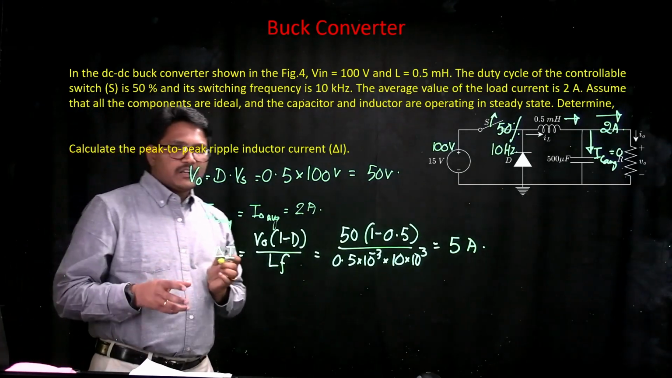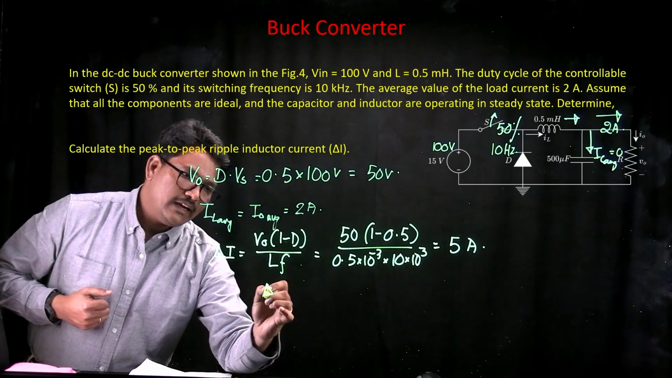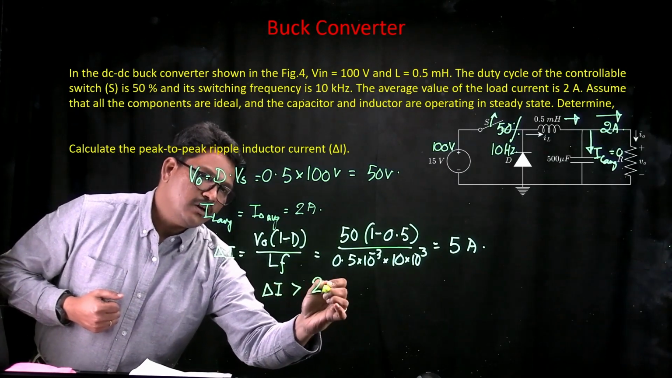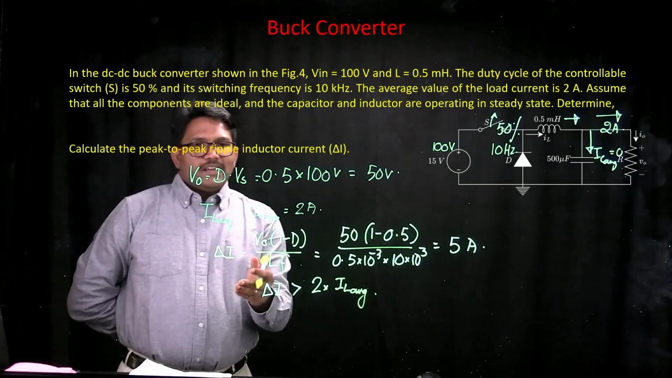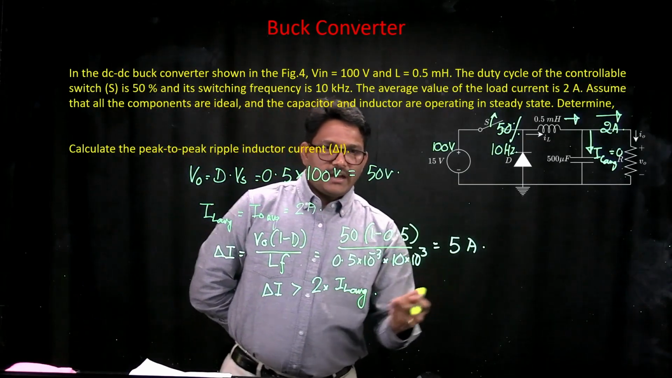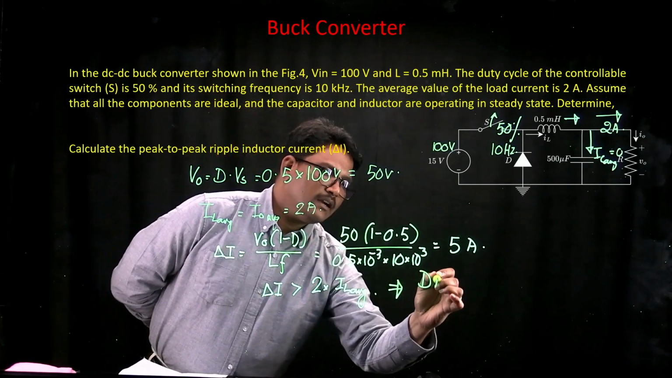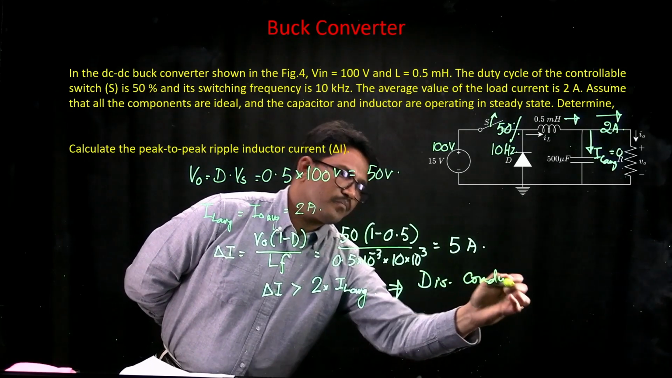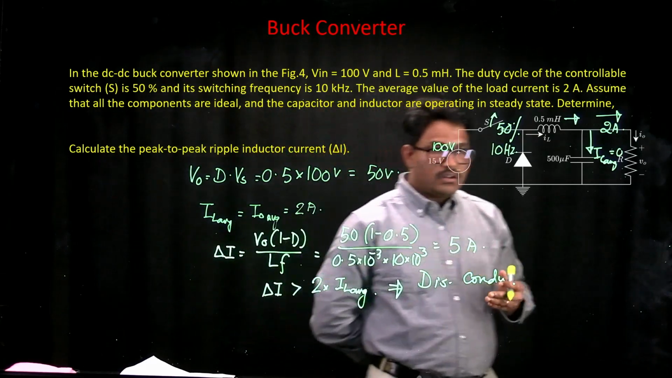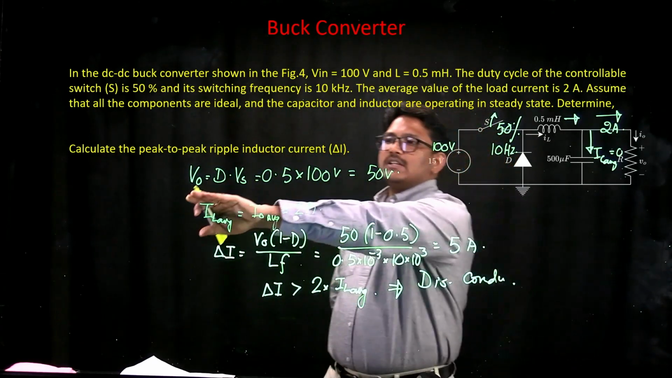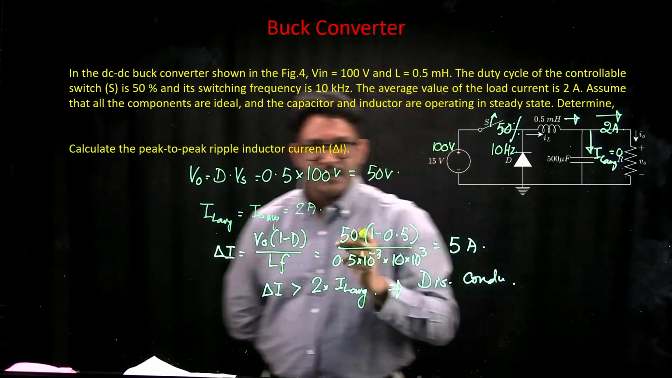Now, what we observe is the average value of the inductor current is much lower than the current ripple. That is, delta I is greater than 2 times IL average. If delta I is greater than 2 times the average inductor current, this indicates that your buck converter is operating in discontinuous conduction mode. So if your buck converter is operating in discontinuous conduction mode, it is very clear that the output voltage will not be D times Vs, but your average current will be exactly the same as 2 amps.